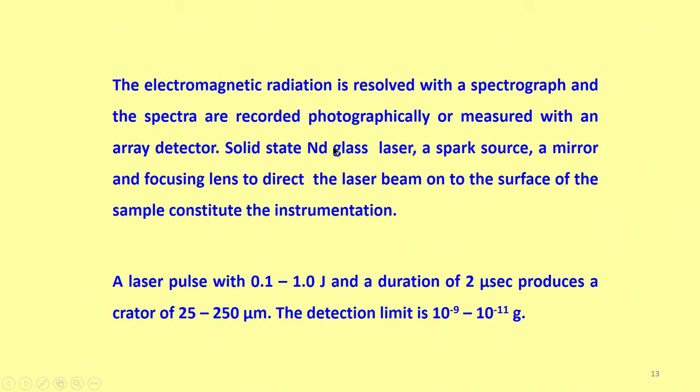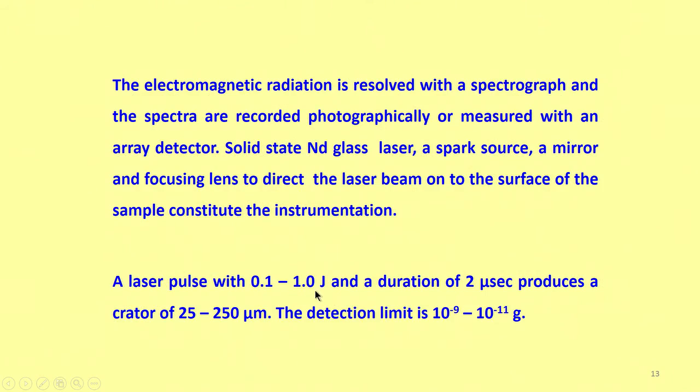Normally what happens is you use a solid state neodymium glass laser, a spark source, a mirror and a focusing lens; that is all that is required. Which laser? Neodymium laser, and then you need a spark source. It can be glow discharge, AC discharge, high voltage discharge, hollow cathode, or it can be a laser. Any of those, and then it must be fed onto the surface of the sample. Somehow you have to put it in the electrode. Once you have it in the electrode, strike the arc.